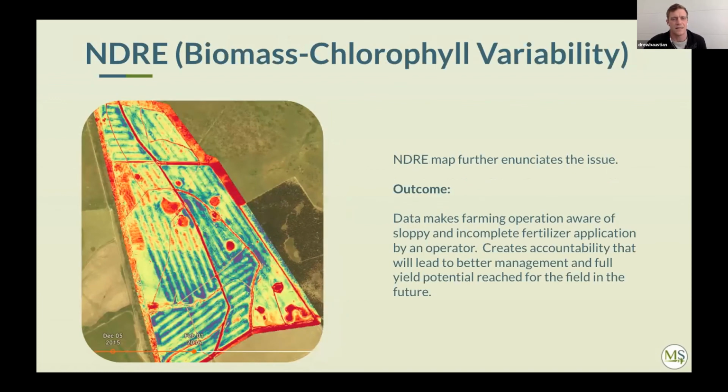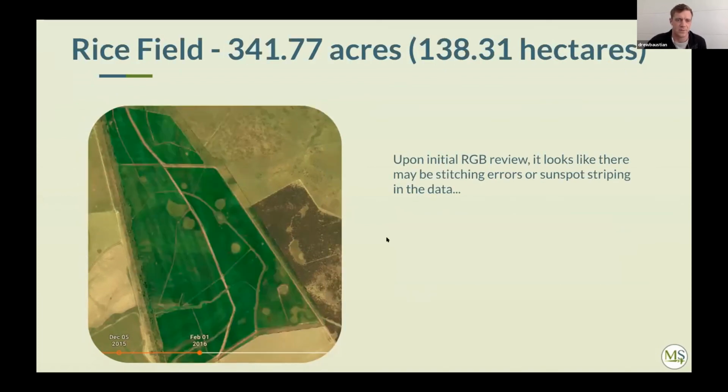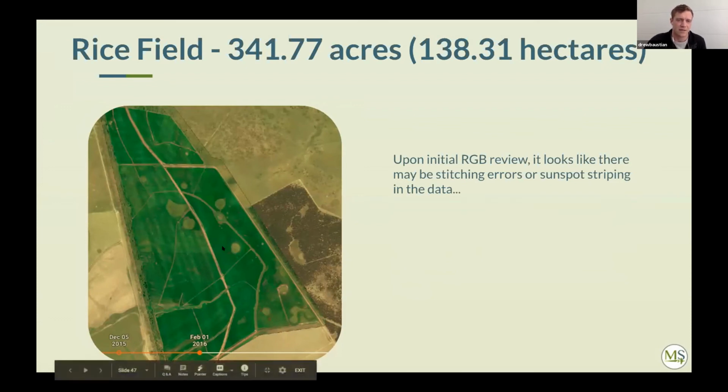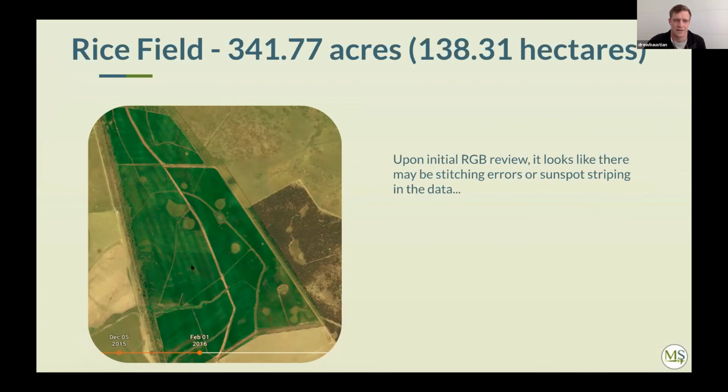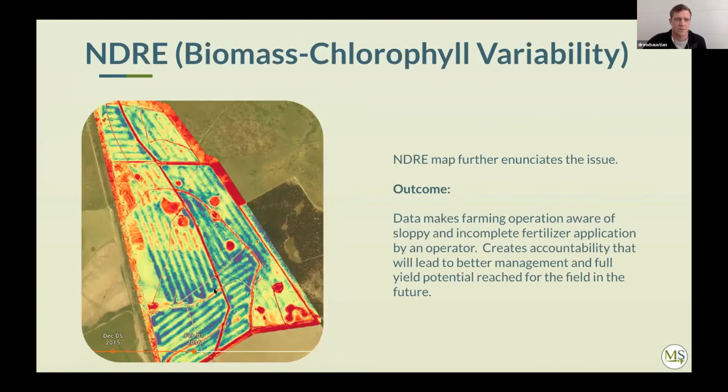What we saw in the NDRE, well, if we go back to the RGB, if any of you have done a lot of drone flying, sometimes if there's stitching issues, there can be stripes in the data. And so we saw these stripes across the field, and we thought it was probably a stitching issue at first, or maybe a sunspot in the data. But then when we looked at the NDRE data set, which is correlated with chlorophyll content, we saw that the stripes are actually going in a bunch of different directions. So that kind of rules out stitching issues or sunspots.